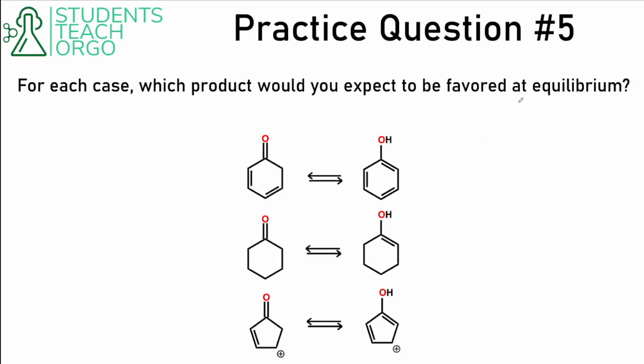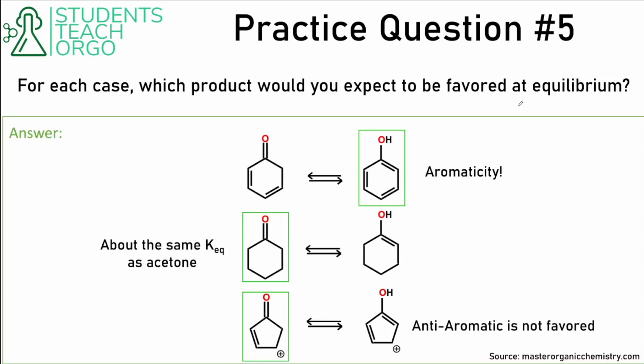Let's just jump right into a practice question. For each case, I just want you to circle which product you think would be favored at equilibrium. So the aromaticity is a really strong factor. If you have the ability to make an aromatic compound, that's probably what's going to be favored at equilibrium. Alright, try that for yourself. And here are the answers.